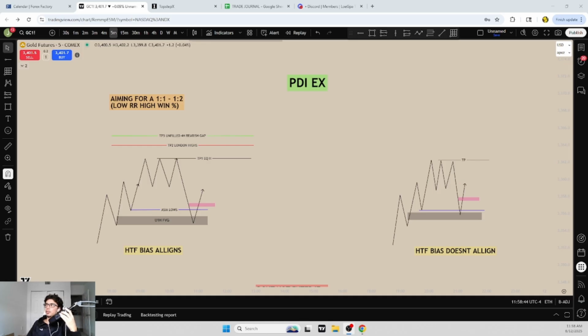All I'm necessarily looking for is a 1-to-1 to 1-to-2. Why? Because I have a low RR, right? Which means a 1-to-1, 1-to-2. I'm not aiming for these 1-to-10s, but my win rate is a lot higher. I have about a 71% win rate. And actually on my Topstep, I have like a 69% win rate now, right? Almost a 70%. A 69% win rate.